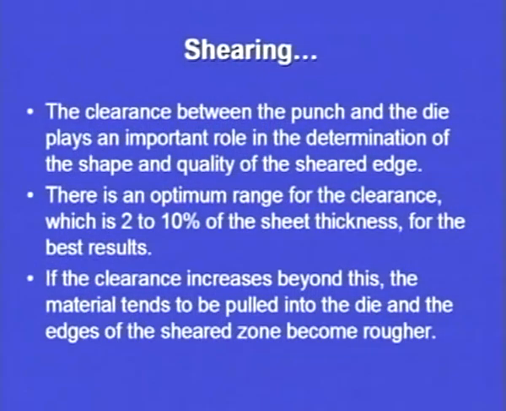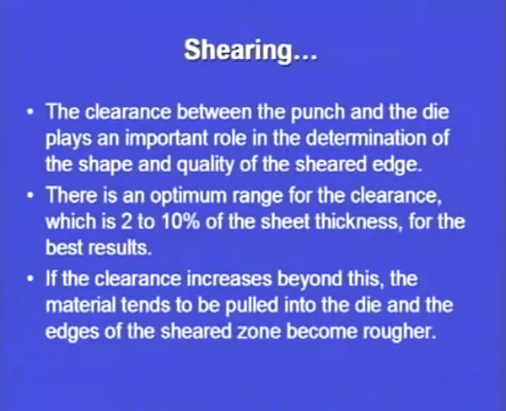So, we have seen the edges that we get. These edges are rough as well as shiny. Why they are rough and shiny has already been addressed here. But the clearance plays a very important role. The clearance between the punch and the die plays an important role in the determination of shape and the quality of the sheared edge, as already has been addressed.